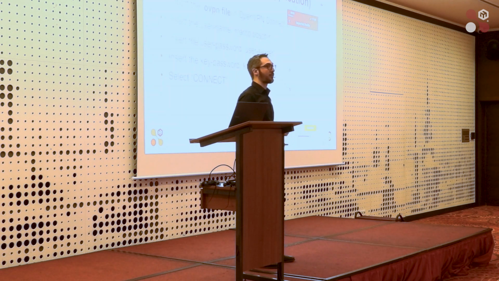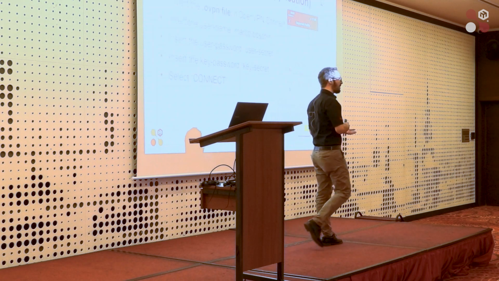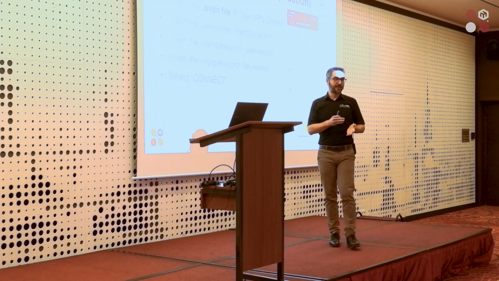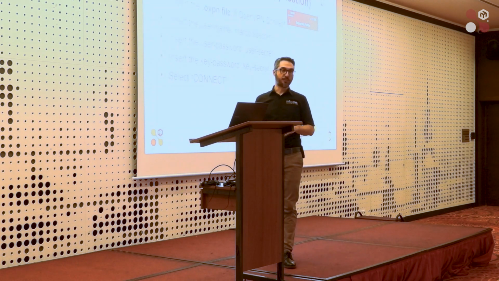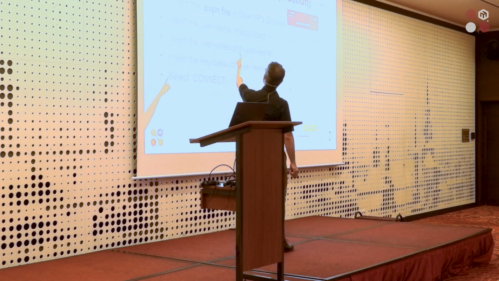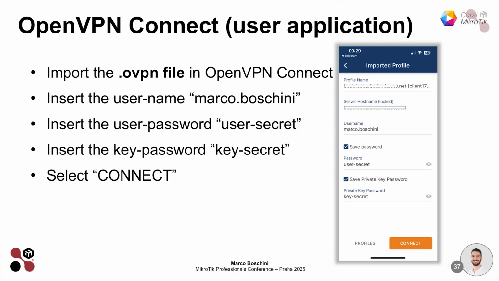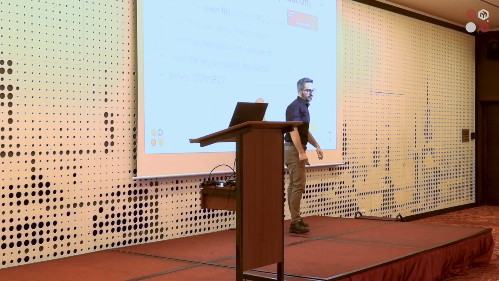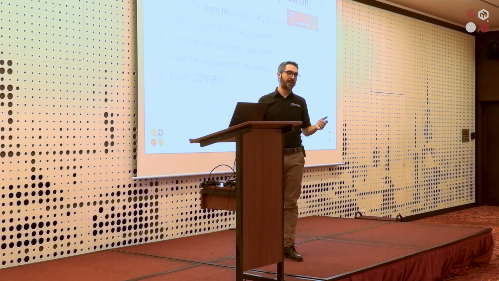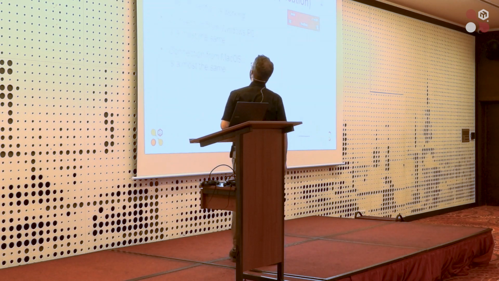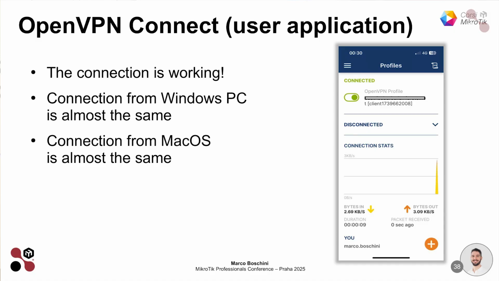How to create the connection for the customer? The customer has to install OpenVPN Connect on his phone or his computer, and import the OpenVPN file in the OpenVPN Connect app. You have to insert the username, the password, and the certificate secret key. You can save these values inside the app and select Connect. It works. Connection from a Windows PC is almost the same, and connection from macOS is almost the same.